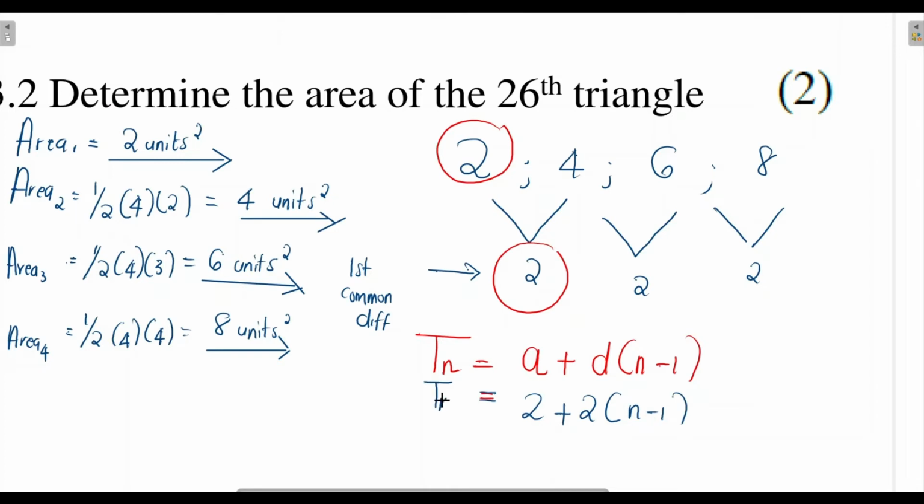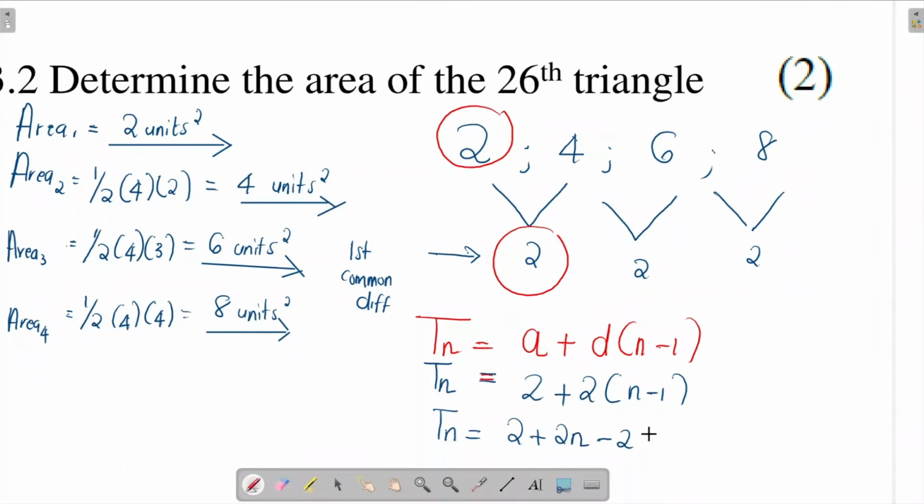So the formula for the nth term for this sequence of areas of your triangles is given by the formula Tn, which is equal to 2 plus 2(n minus 1), okay? Simplified, Tn is equal to 2n.